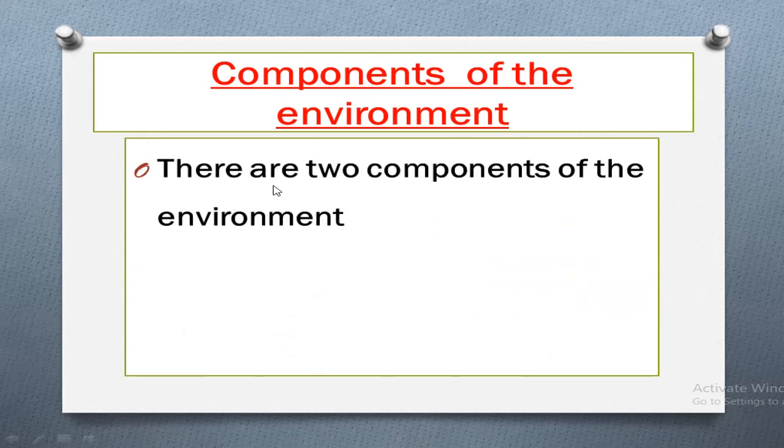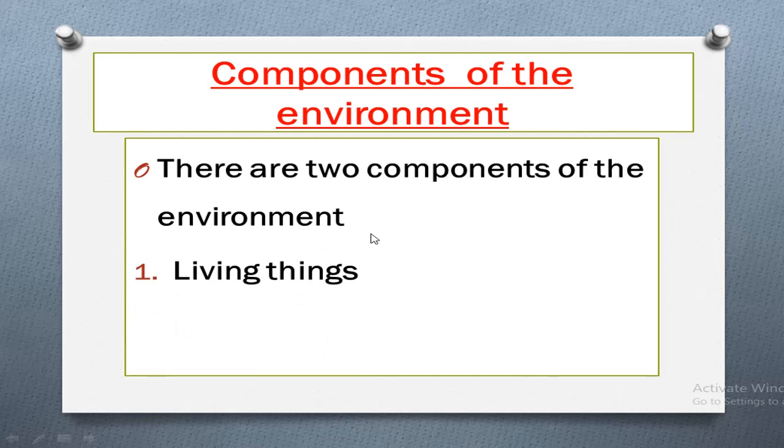There are two components of the environment. Now when we consider the components of the environment, mainly there are two types. What are they? Can you tell? Let's go to learn about what the two components of the environment are.